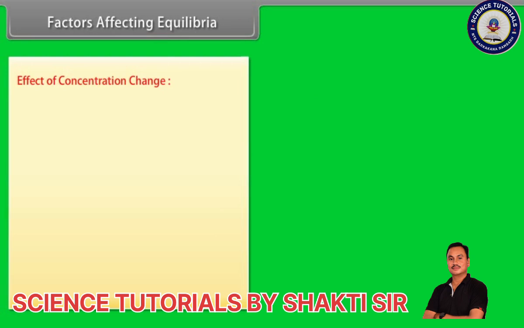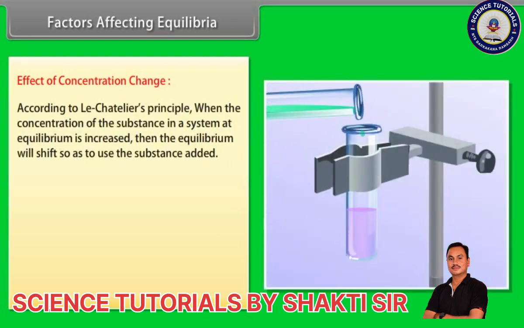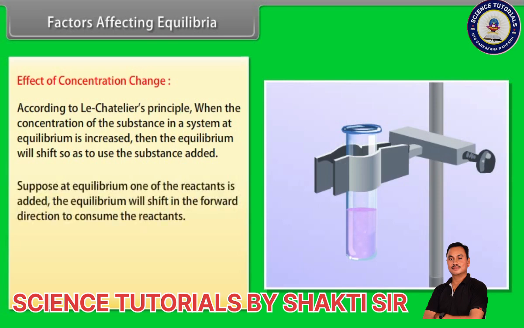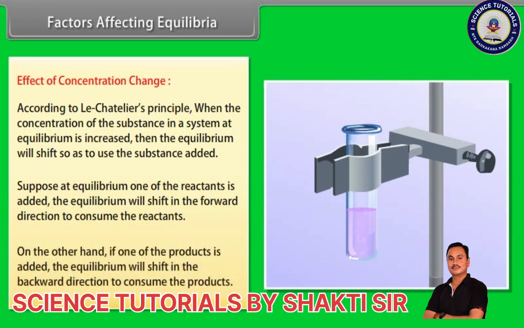Effect of concentration change. According to Le Chatelier's principle, when the concentration of a substance in a system at equilibrium is increased, then the equilibrium will shift so as to use the substance added. Suppose at equilibrium, one of the reactants is added. The equilibrium will shift in the forward direction to consume the reactants. On the other hand, if one of the products is added, the equilibrium will shift in the backward direction to consume the products.